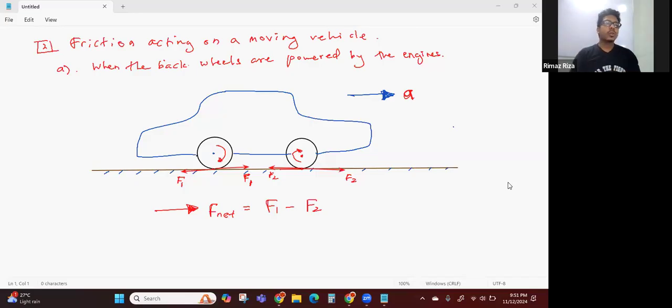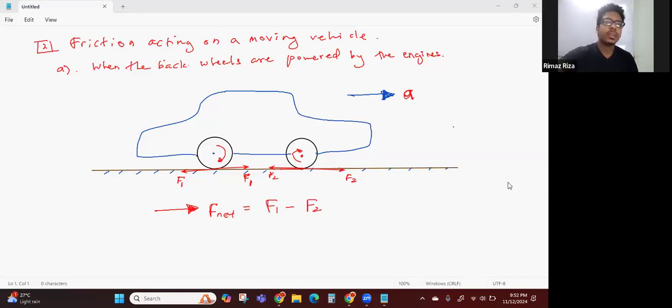Okay, so in our real world scenario, there are two types of engine. One is powering the back wheels. Normally, if you take almost more than 70 percent of vehicles, I mean more than 80 percent I can say, it is only the back wheels. And there are some vehicles which are four wheel drive.